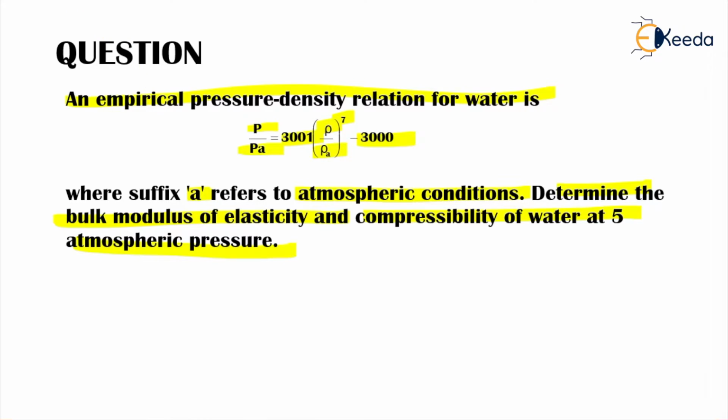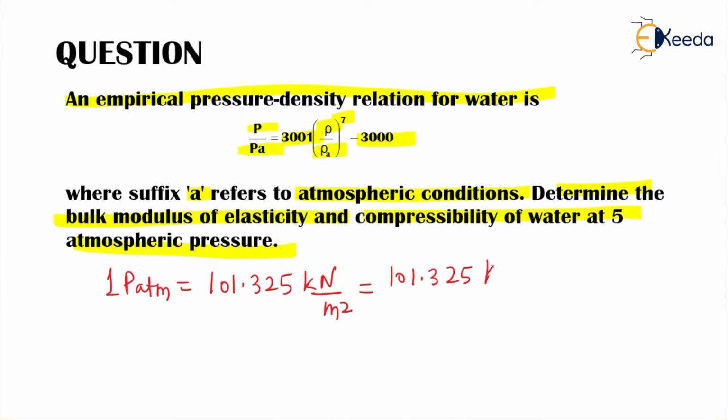pressure. So let me tell you first that 1 atmospheric pressure can be given as 101.325 kilonewton per meter square or 101.325 kilopascal, because Newton per meter square is nothing but the Pascal. So this is the value of 1 atmospheric pressure. In the question they have asked for 5 atmospheric pressure.